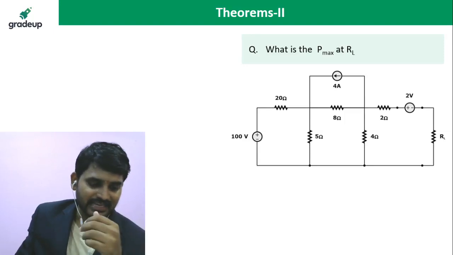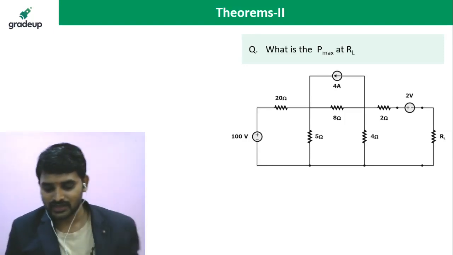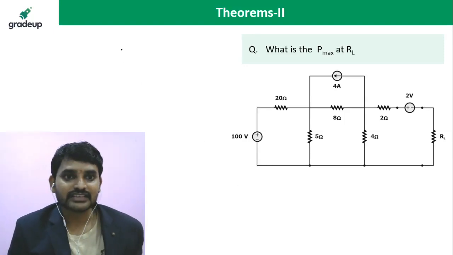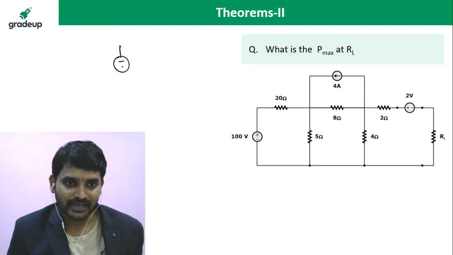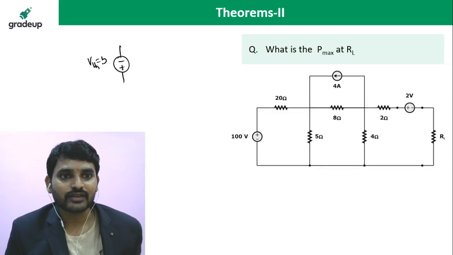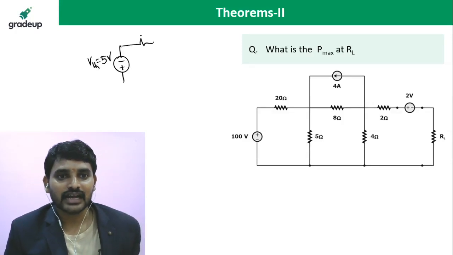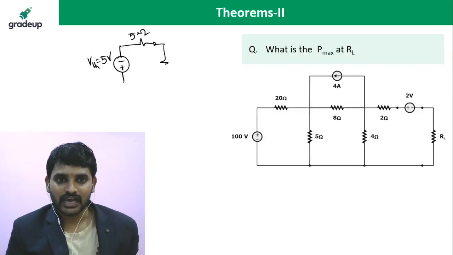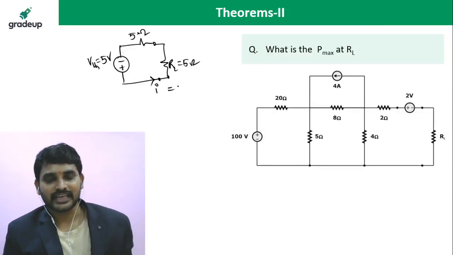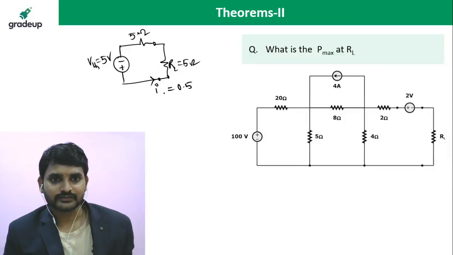Yesterday in the last session, we calculated this VTH and RTH. How much did we get? VTH we got -5, so I am writing polarities in the downward direction. So VTH is -5 volts, and RTH is 5 ohms. And your RL must be 5 ohms. If it is so, what is the current? 5 by 10, 0.5. Is it so?